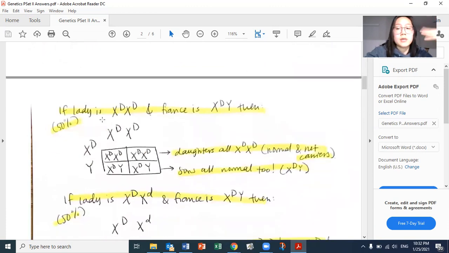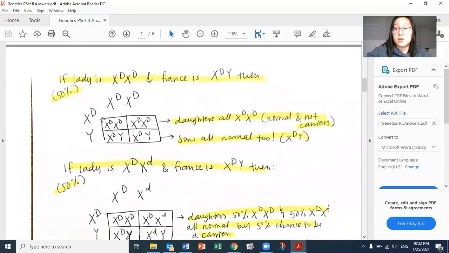Okay, so this is the answer that you would be giving her as her marriage counselor after you got through the genetics part of it. So you'd be saying, if the lady happens to have the X capital D genotype, which there's a 50% chance she could be, and her fiance is X capital D Y because he presents normal, then after you do your Punnett square, the daughters would all be X capital D, so they would all be normal and not carriers. And the sons would also all be normal. And again, sons can't be carriers to begin with.